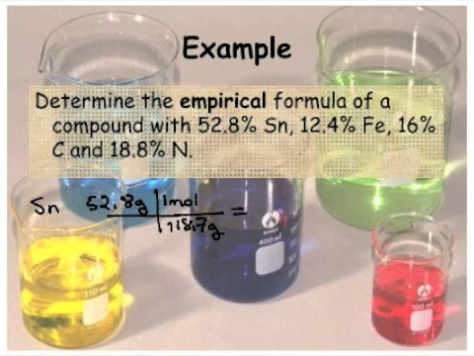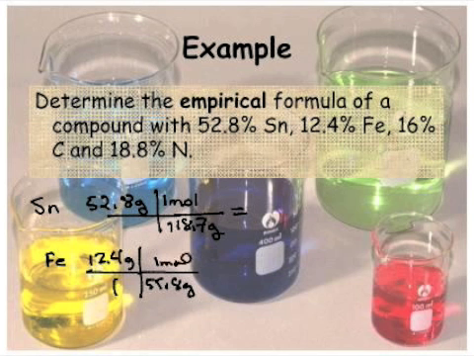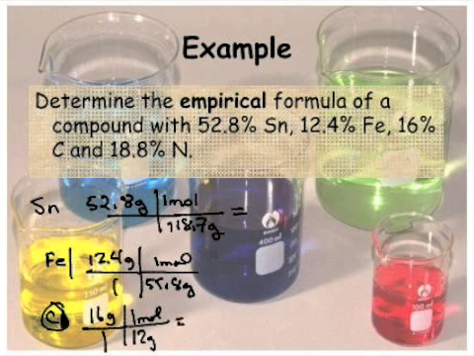Okay. All right. And what have I got? Iron, 12.4. 12.4 grams over 1 mole. Is that a 12? That is a 12. And that's 55.8 grams in 1 mole. And then I've got 16 grams of carbon. There's 12 grams in 1 mole. And 18.8. I have 18.8 grams of nitrogen. 14 grams in 1 mole.